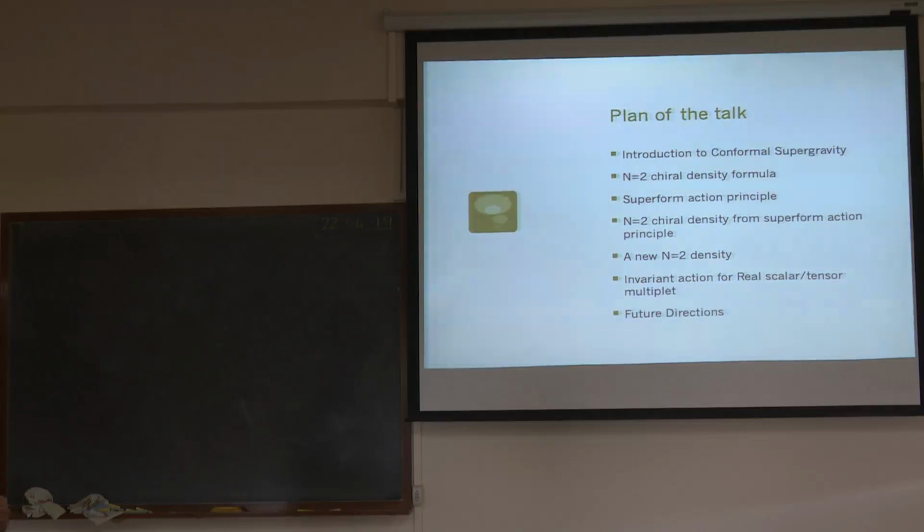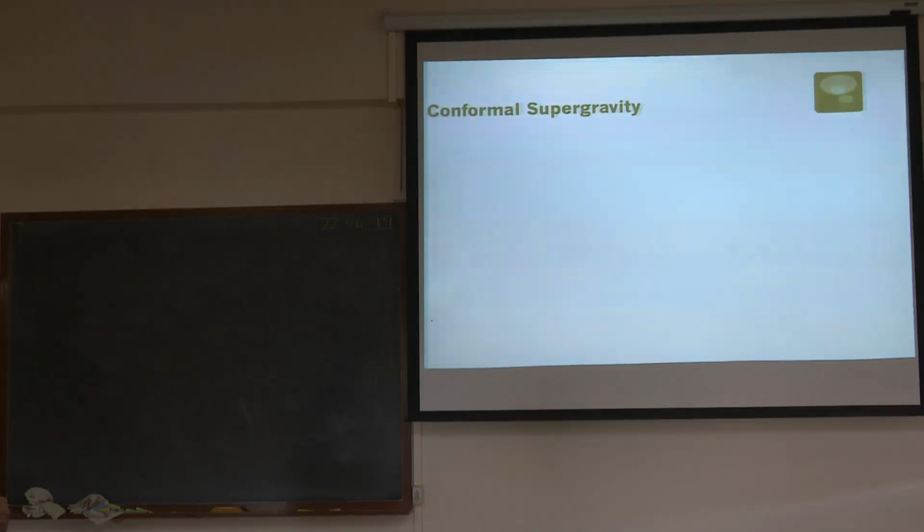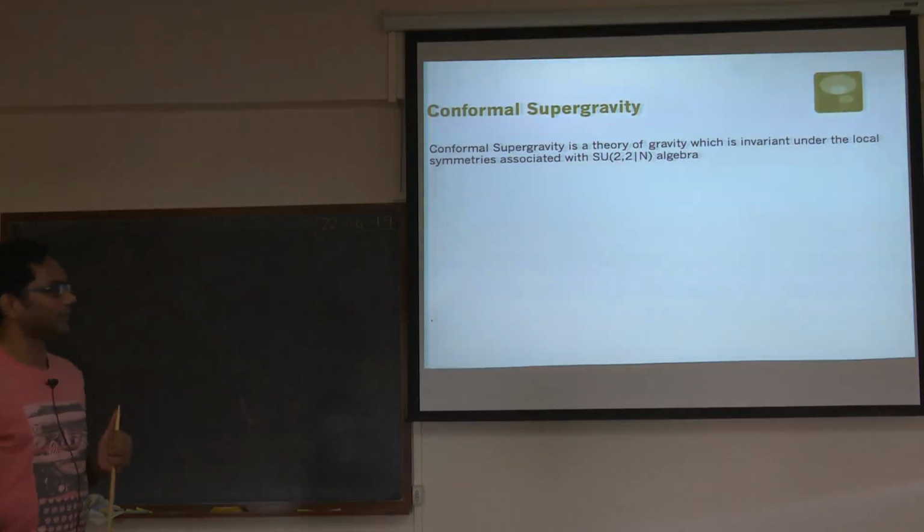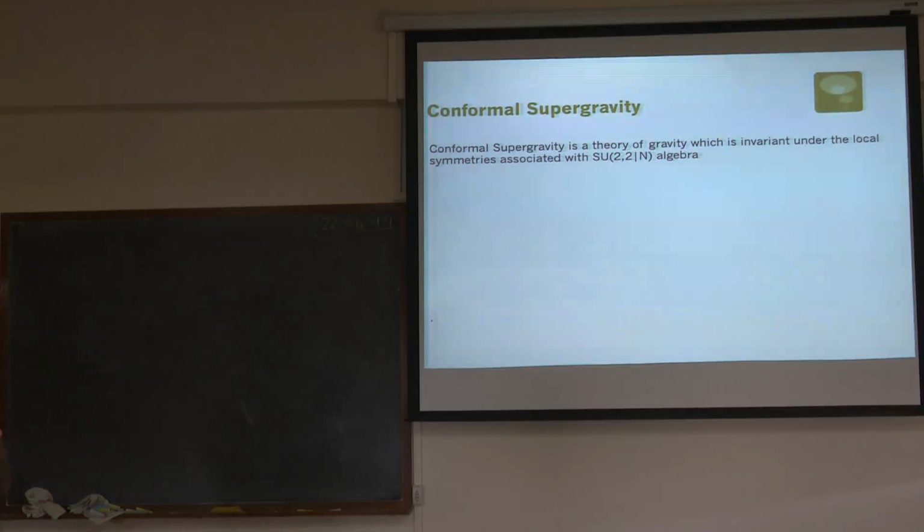Okay, so what is conformal supergravity? It is basically a theory of gravity which is invariant under the local symmetries associated with the superalgebra SU(2,2|N), where N is the number of supersymmetries that you allow. If it is N equal to 2, then it is SU(2,2|2). If it is N equal to 4, then it is SU(2,2|4).